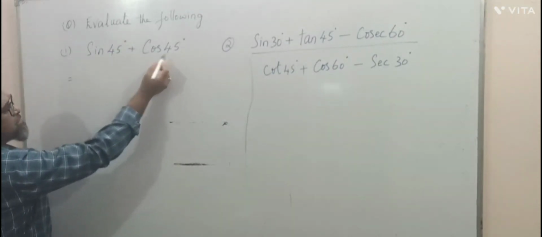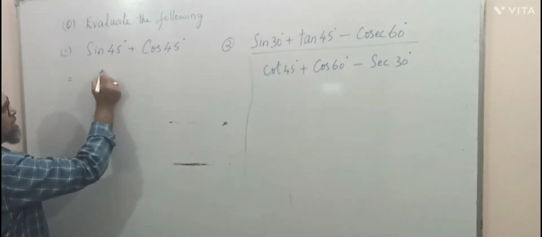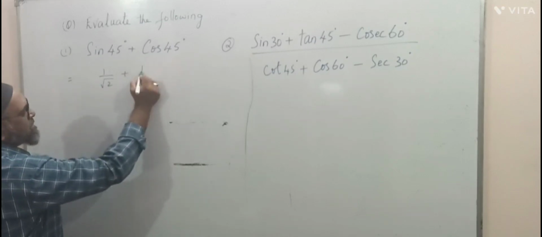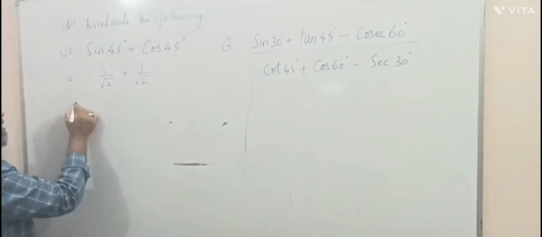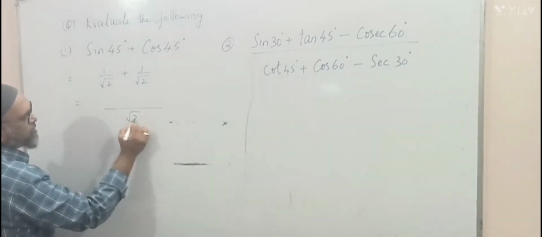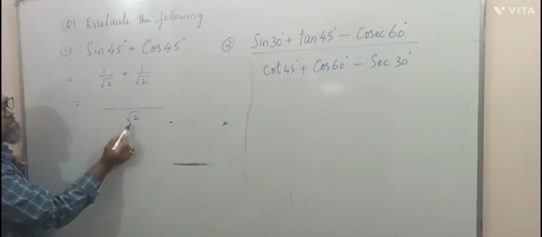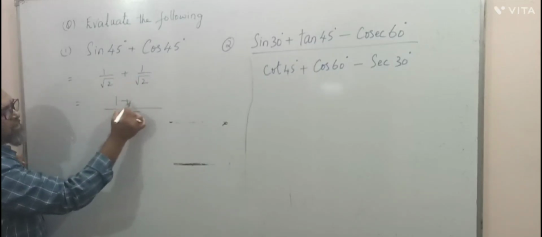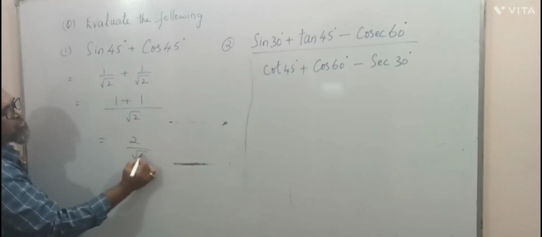sin 45 plus cos 45. The value of sin 45 is 1 by root 2 plus cos 45 is also 1 by root 2. Root 2 and root 2, LCM of root 2 is root 2. Since we have root 2 and LCM is root 2, this is same. So 1 and 1, I will write as it is. 1 plus 1 is 2 divided by root 2.